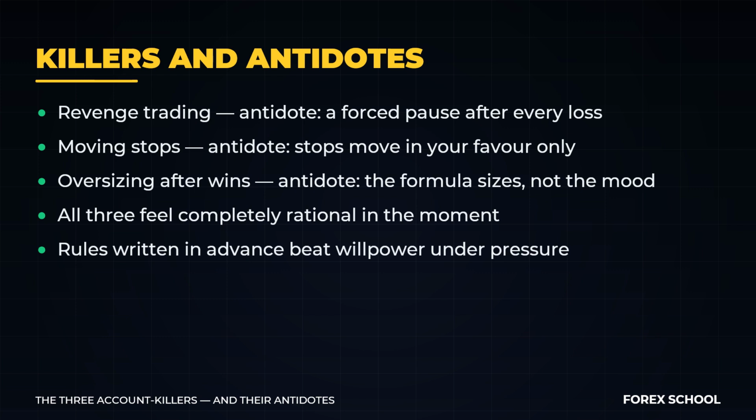Killer 2, moving stops. The moment you drag a stop away from approaching price, you have swapped a planned loss for an unplanned disaster. The antidote: the stop is set at entry and may only ever move in your favor, never away from price. Killer 3, oversizing after wins. 3 winners in a row whisper that you are special and deserve double size. The antidote: size is calculated from the balance, by the formula, every single time. Mood is not a variable in that formula.